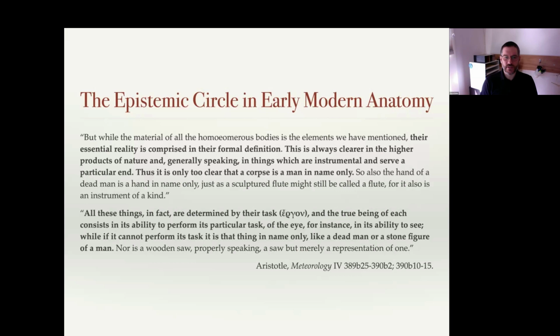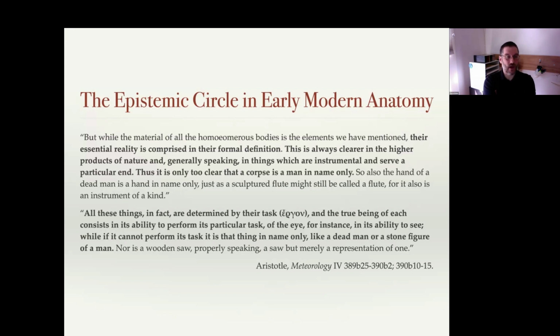Here I'm giving a quote from Aristotle's Meteorology 4, where he talks about perfect mixts, which move into his discussion of simple parts of the body, homogeneous parts. So he says that their essential reality, that is the homoeomerous bodies, is comprised in their formal definition. This is always clear in the higher products of nature and, generally speaking, in things which are instrumental and serve a particular end. Thus, it is only too clear that a corpse is a man in name only. So a hand of a dead man is a hand in name only.